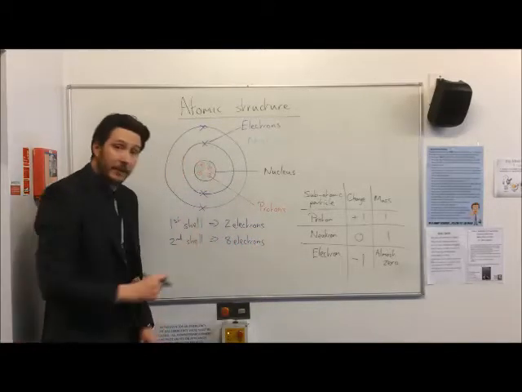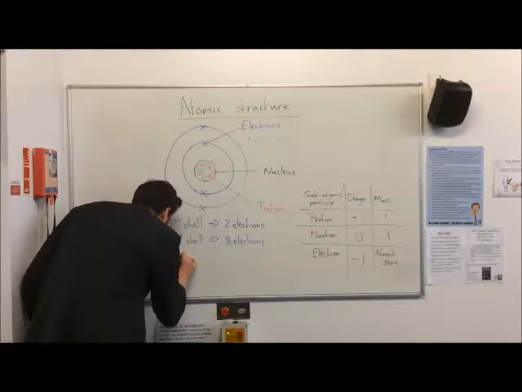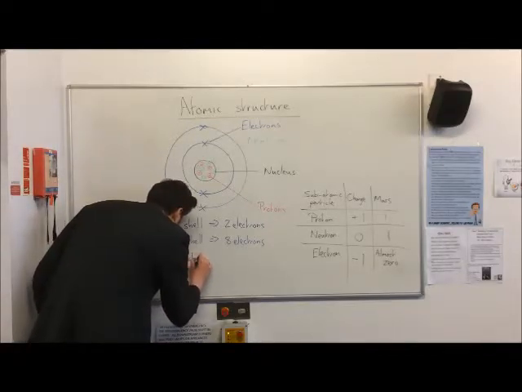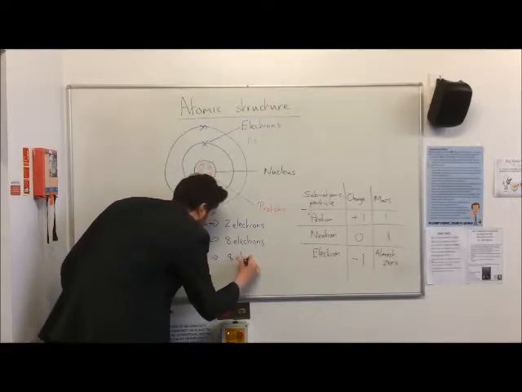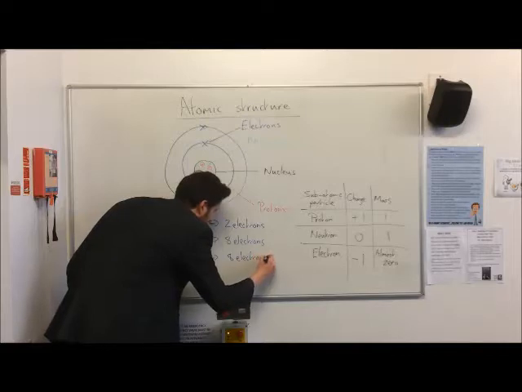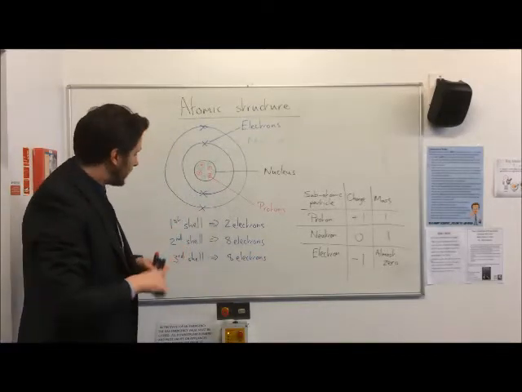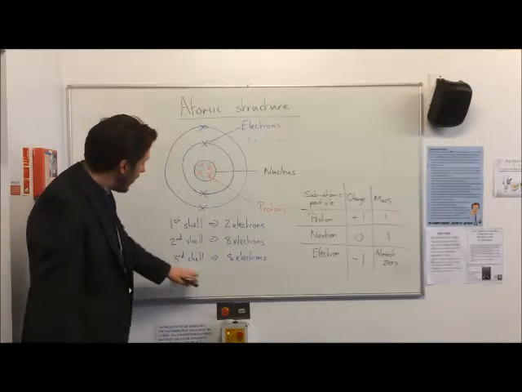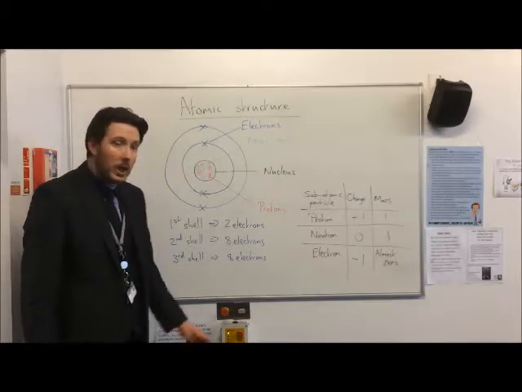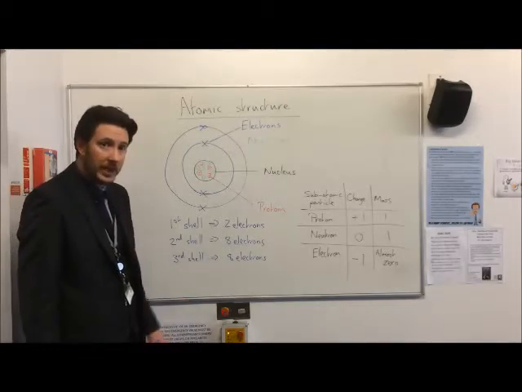It doesn't mean it has to be full, it's the maximum it can hold. And the third shell can hold 8 electrons as well. At GCSE, you would only be expected to go up to calcium, which is the 20th element in the periodic table, and you would actually spill into the 4th shell, and you'd end up putting 2 in there as well, 1 for potassium, 2 for calcium.